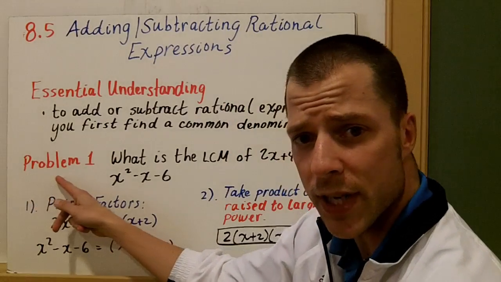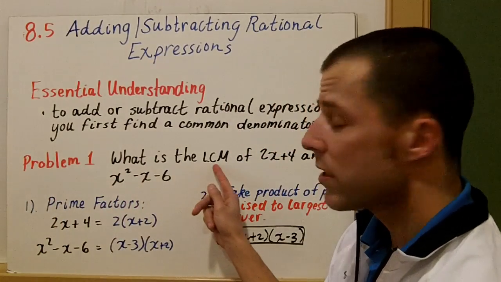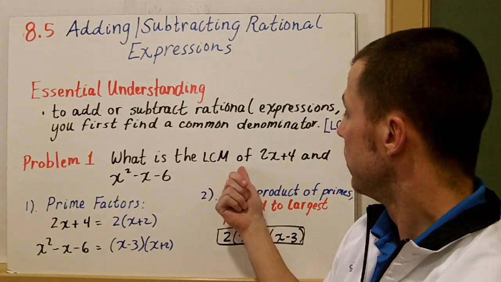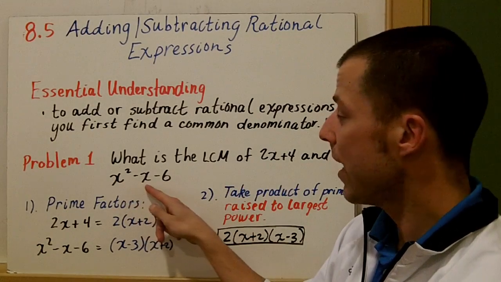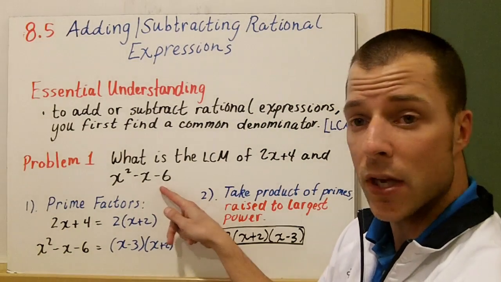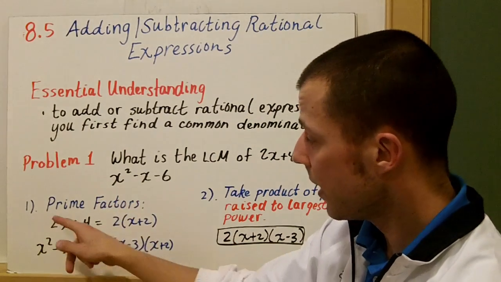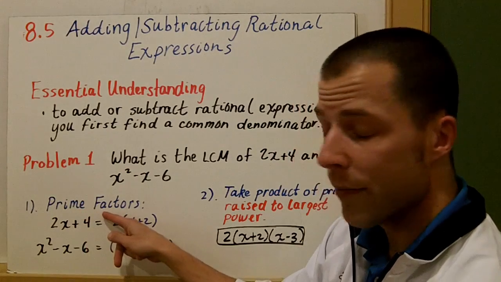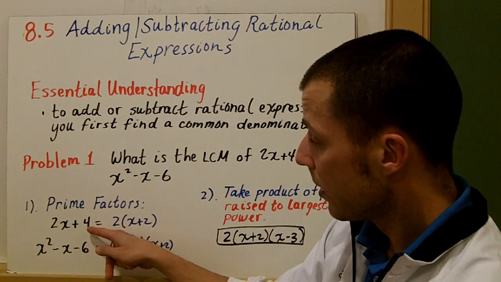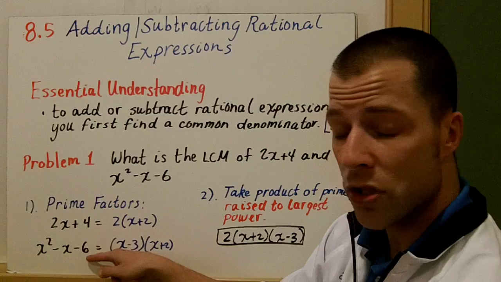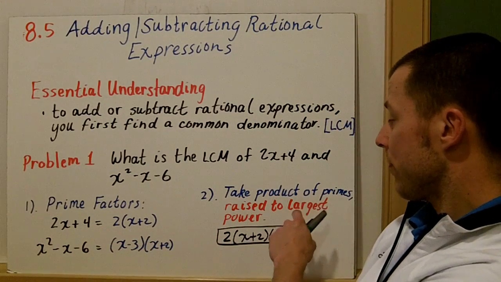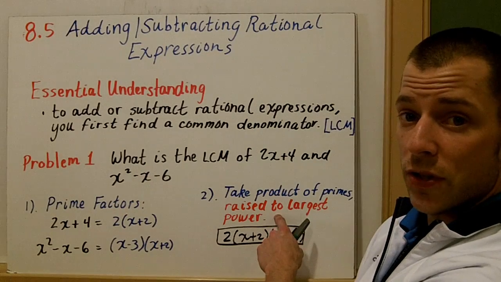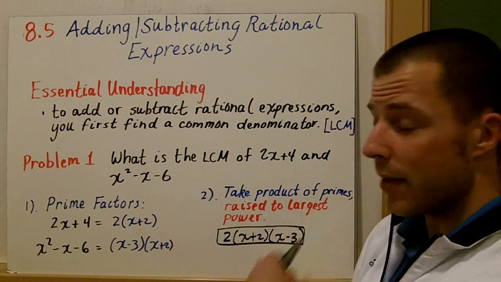So here's our first example, problem 1. It says, what is the least common multiple of 2x plus 4 and x squared minus x minus 6? There are two steps that we need to apply. Number one, we're going to prime factor each of these two expressions. And secondly, we're going to take the product of primes raised to the largest power. And that's key, product of primes.